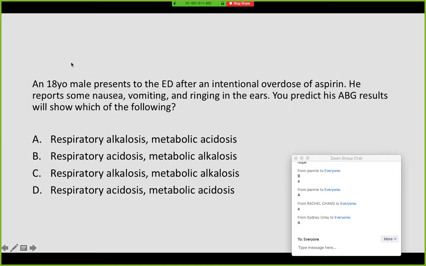Okay, 18-year-old male with an intentional overdose of aspirin reports nausea, vomiting, and ringing in the ears. You predict his ABG results will show which of the following? Yeah, so the correct answer is A, respiratory alkalosis, because you're blowing off the CO2, and then metabolic acidosis.